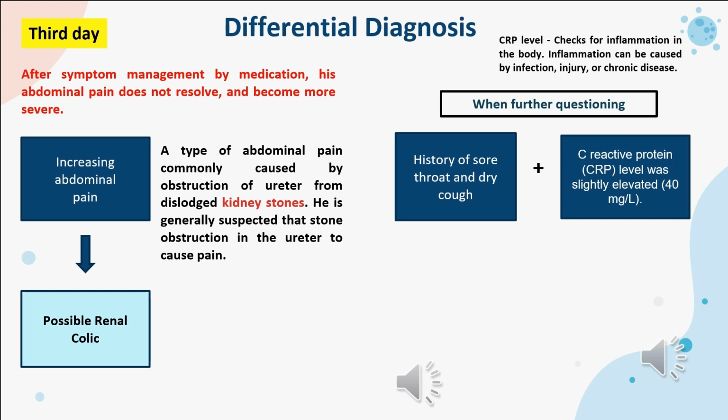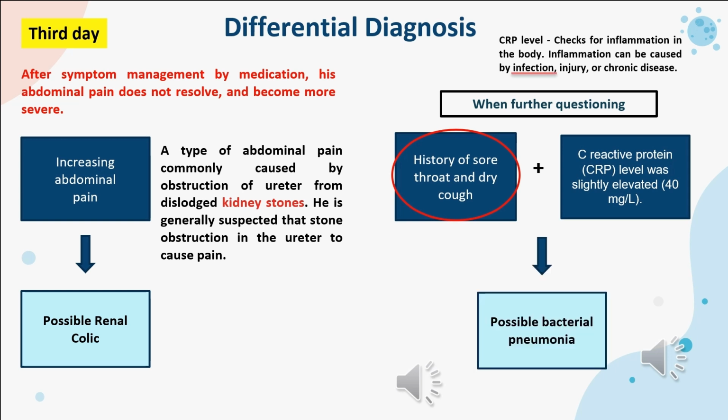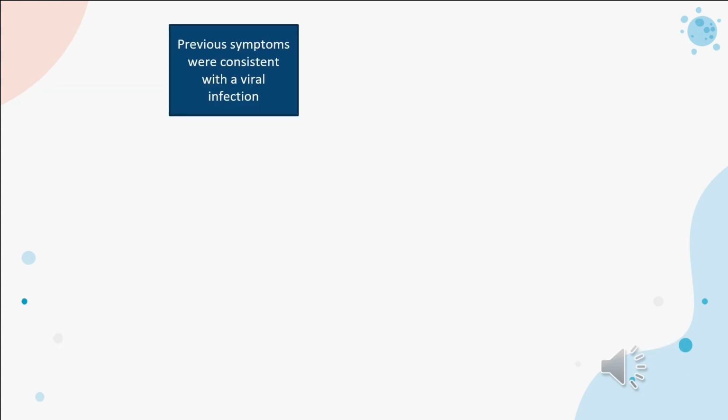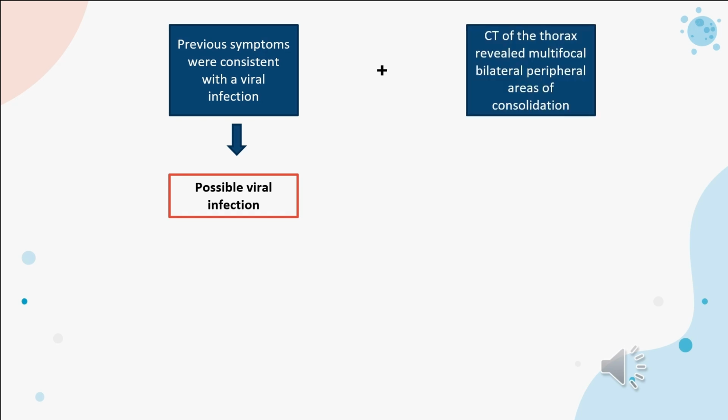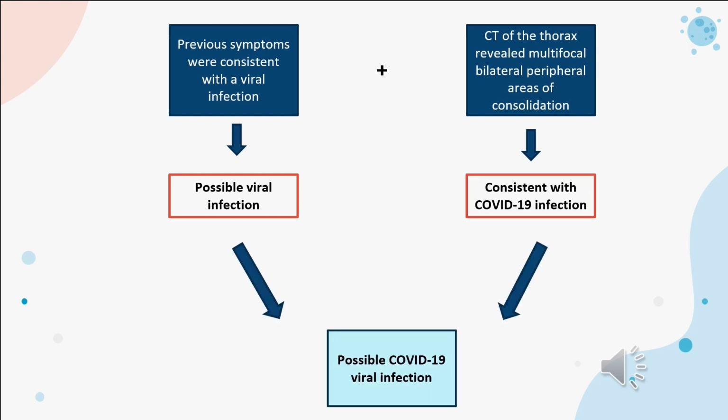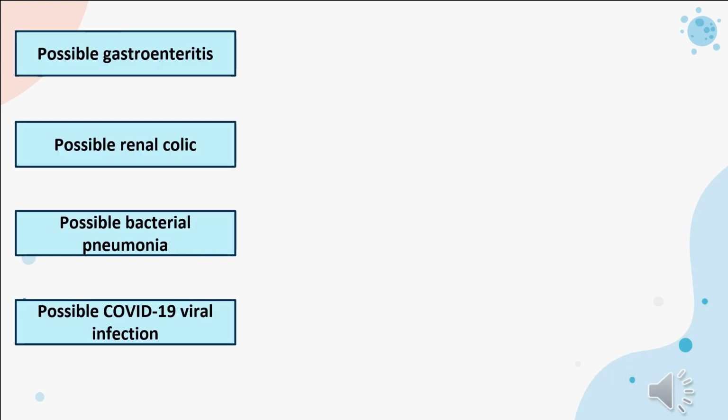Inflammation can be caused by infection, injury, or chronic disease. Since the patient has a history of sore throat and dry cough in these few days, he most probably has an infection. Hence, he is also suspected of possible bacterial pneumonia. Next, his previous symptoms were consistent with a viral infection, which indicates he is possibly infected by a virus. In addition, his CT scan of the thorax revealed multifocal bilateral peripheral areas of consolidation, which is consistent with COVID-19 infection. Hence, he is suspected to have a possible COVID-19 viral infection. So, there are 4 possible diseases in this patient.